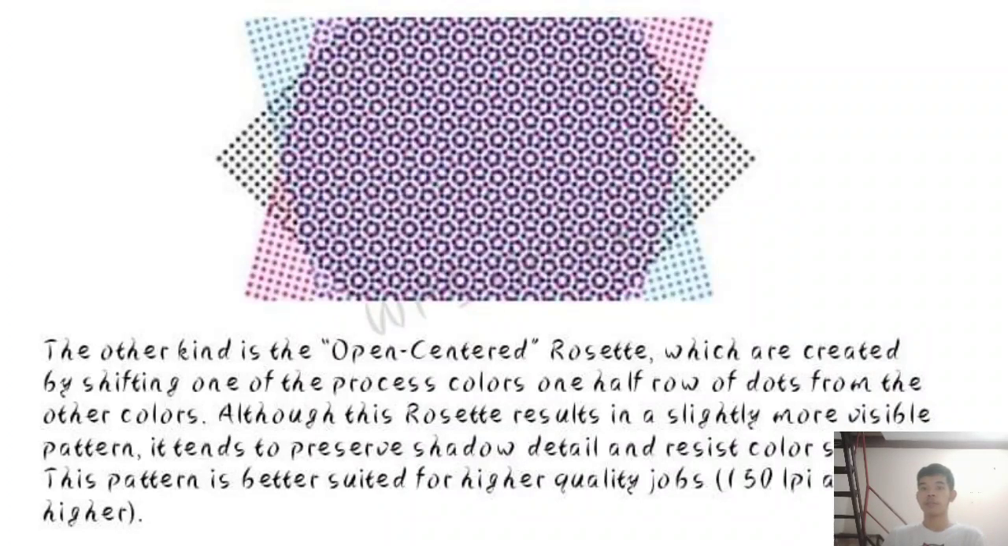One half row of dots from the other colors. Also, this rosette results in a slightly more visible pattern. It tends to preserve shadow details under color shifting. This pattern is better suited for higher quality jobs, or 150 LPI and higher.